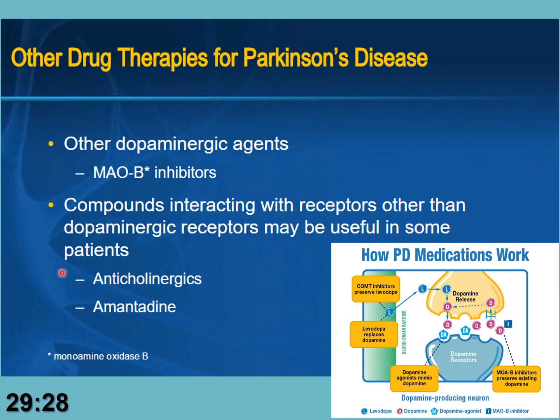We have the anticholinergics, and we'll do a little bit of talking about that. And then we have amantadine, which among several things that it seems to do, one of the things is block the reuptake of dopamine. So it's a reuptake inhibitor, but it also seems to have some other functions. We're going to talk a little bit about these mechanisms in a little more detail and then get you to the drugs.